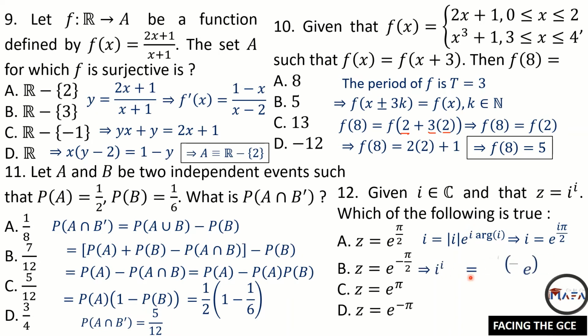So from there we can raise both sides to the power i. Raising the right hand side to the power i therefore means we just multiply the power. So you have e raised to the power i pi on 2 times i, which is e raised to the power i squared pi on 2. But basically i squared is -1, so it means that i raised to the power i is simply e raised to the power negative pi divided by 2. So option B is correct.